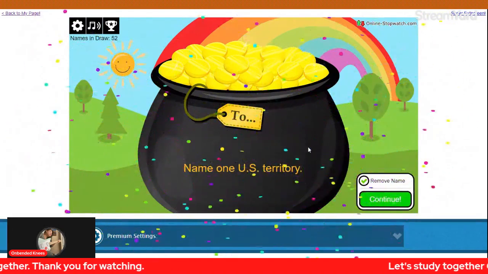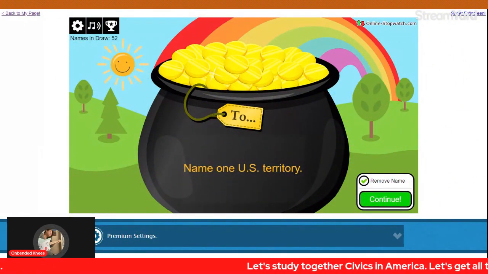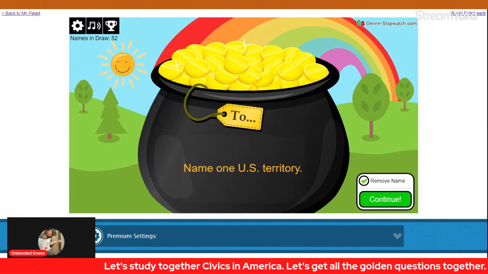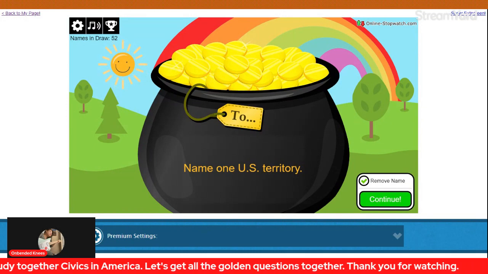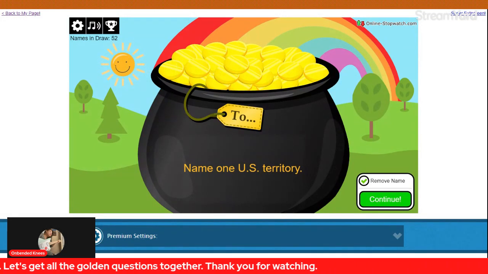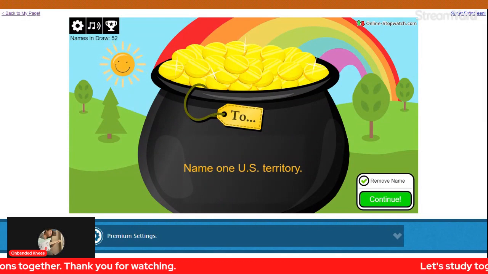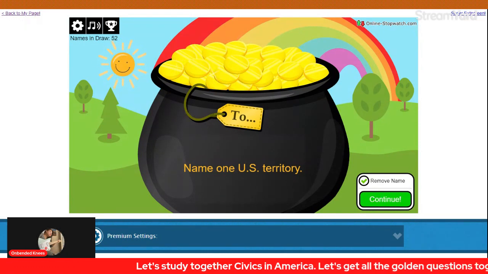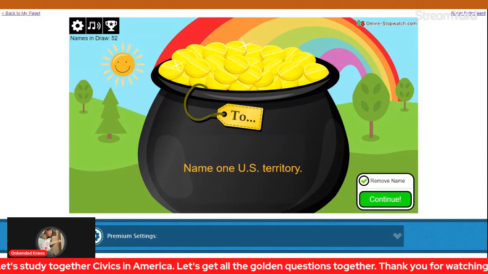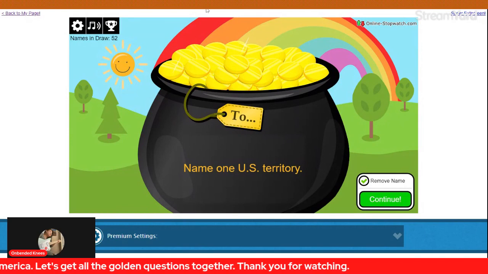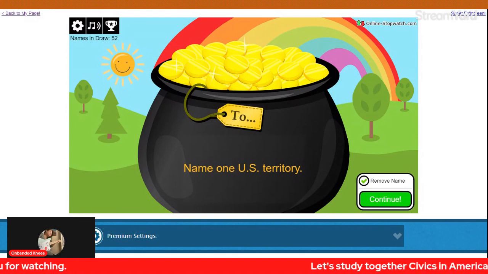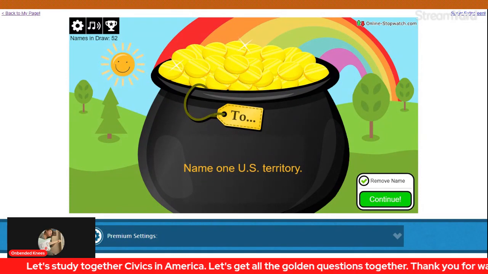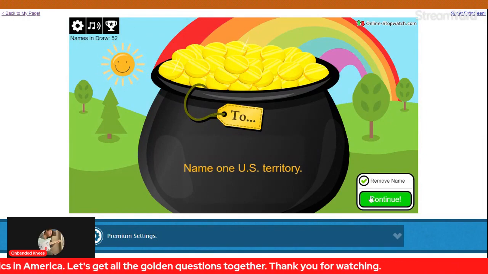Next, territory. My favorite is Guam. There are also other answers: Puerto Rico, U.S. Virgin Islands, American Samoa, Northern Mariana Islands, and Guam. Puerto Rico is one of the U.S. territories. There are five.